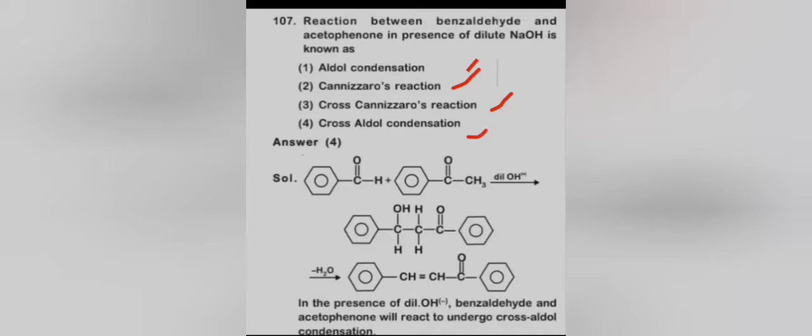And cross aldol condensation is the reaction in which two different types of aldehydes and ketones condense with each other in the presence of dilute NaOH and give an aldol product. So this is the fourth answer. Benzaldehyde and acetophenone: acetophenone contains alpha hydrogens, and benzaldehyde is another type of aldehyde, and they condense with each other. Acetophenone contains 3 alpha hydrogens, and when they condense in the presence of dilute NaOH it gives the aldol product. On heating it is dehydrated and gives an alkene. So in the presence of dilute NaOH, benzaldehyde and acetophenone will undergo cross aldol reaction.